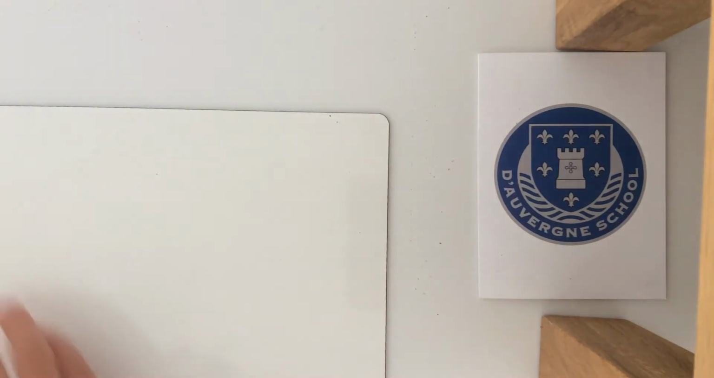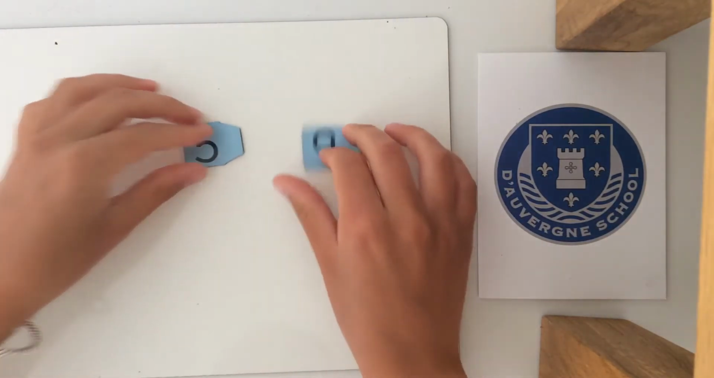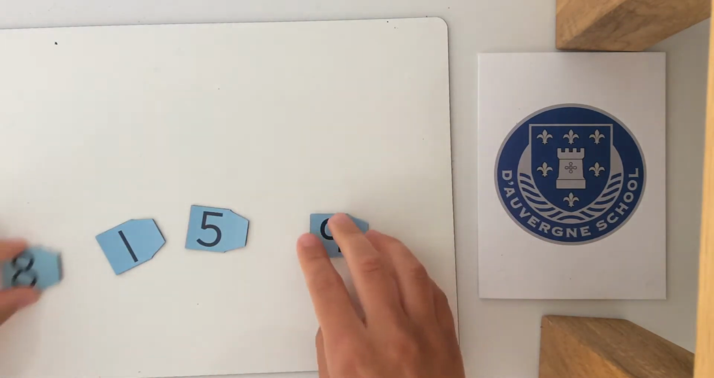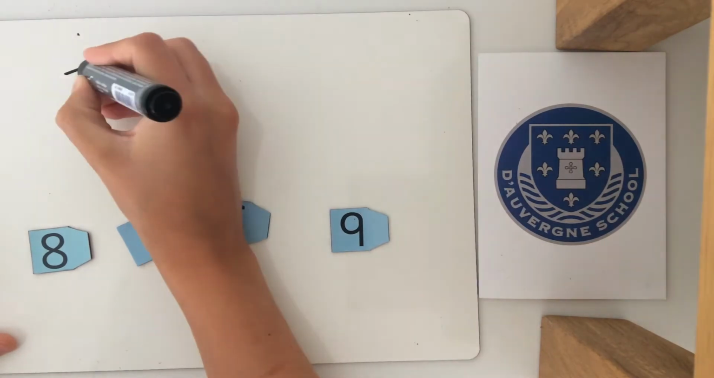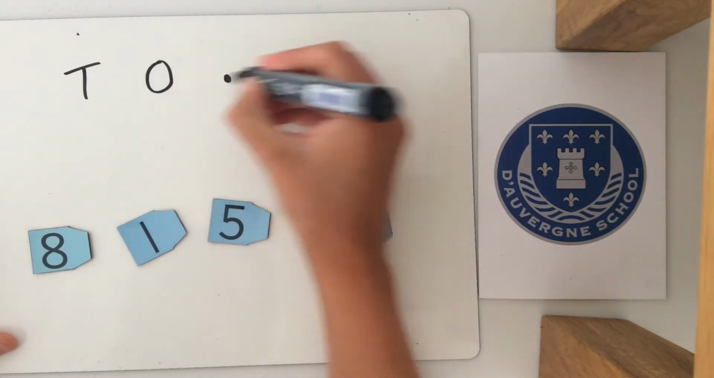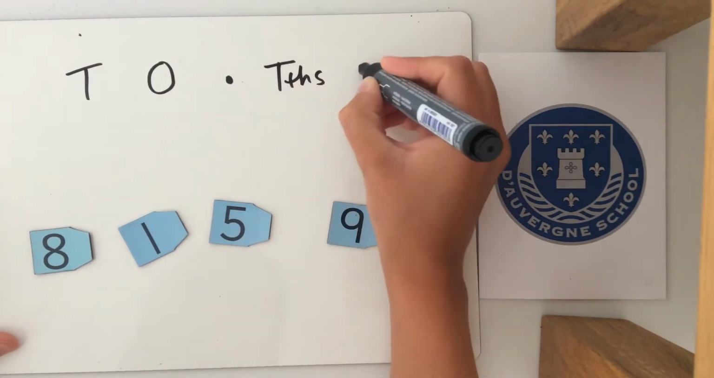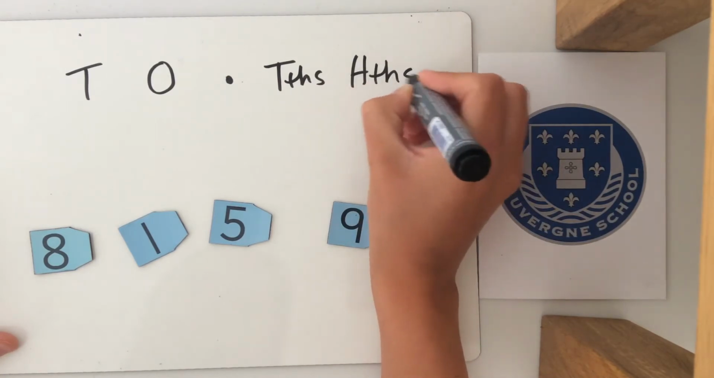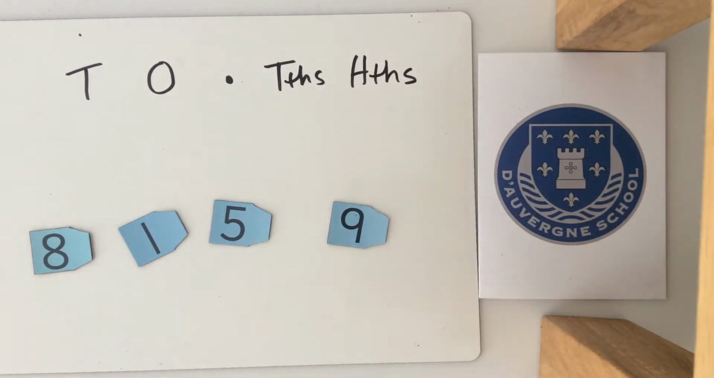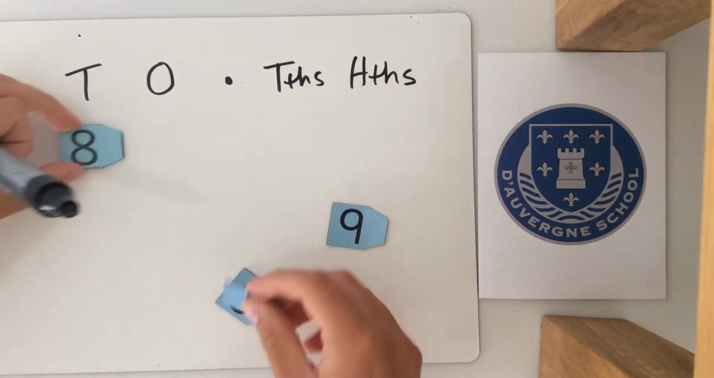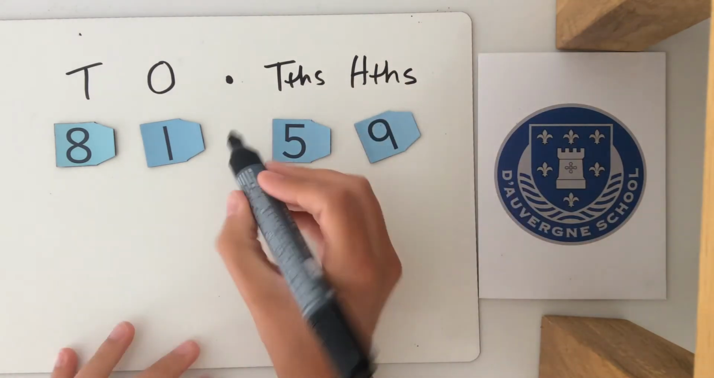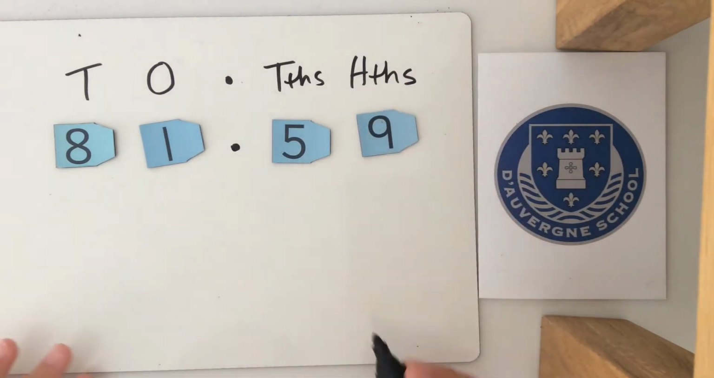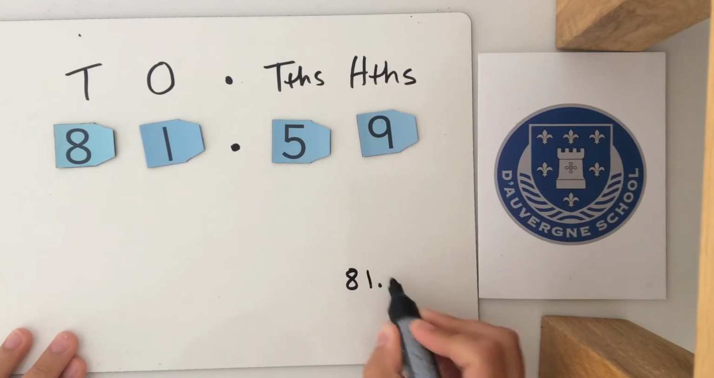Okay, so I've got my digit cards here. I need to draw my place value grid. Okay, and as you make each number, make sure you write it down. So the first number I'm going to do, actually, seeing as they're right there, I've made 81.59.